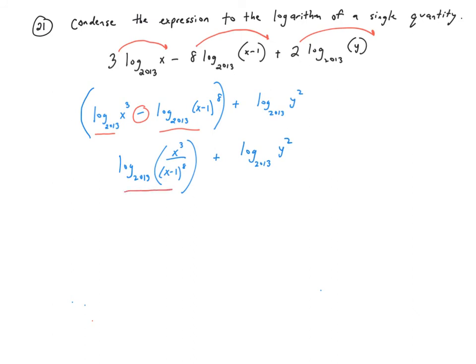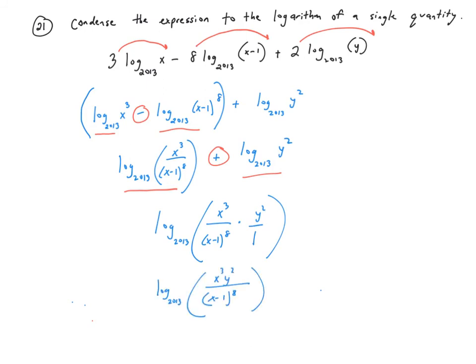Now we should notice that we have 2 logs separated by a plus sign, so we can use the product rule. Using the product rule, we can condense those 2 logs into an expression with 1 log. We will obtain the log base 2013 of x cubed divided by x minus 1 to the 8th times y squared. Remember that y squared is the same as y squared divided by 1, so that means we get our final answer. Log base 2013 of x cubed times y squared, all divided by x minus 1 to the 8th.